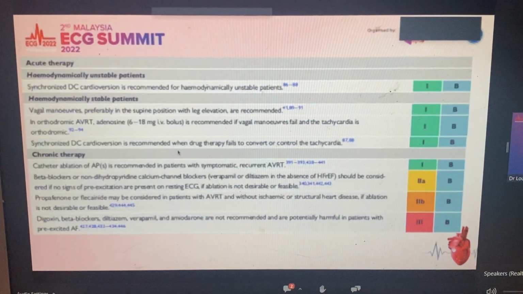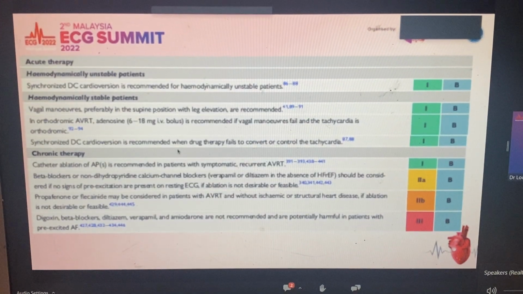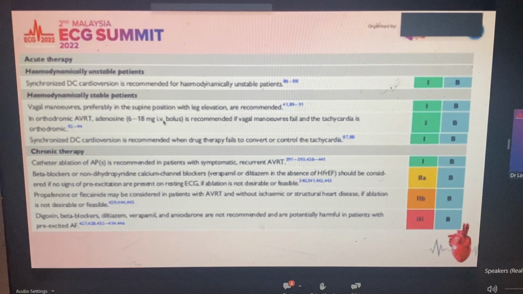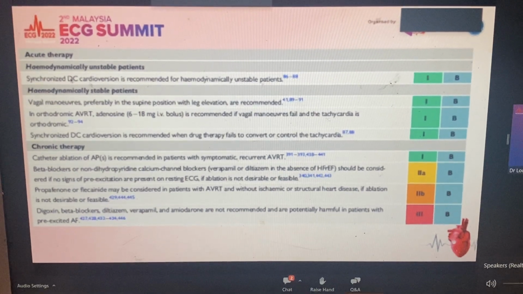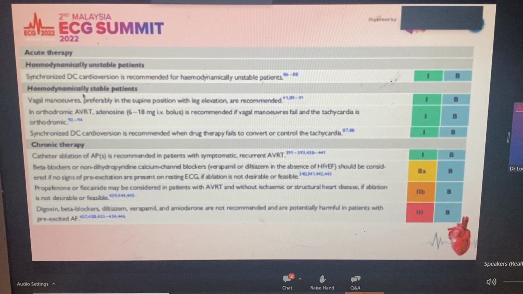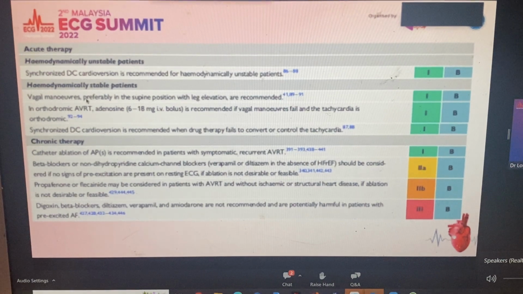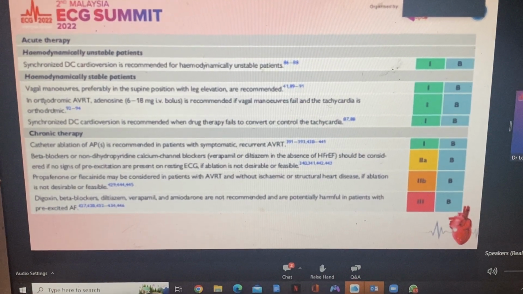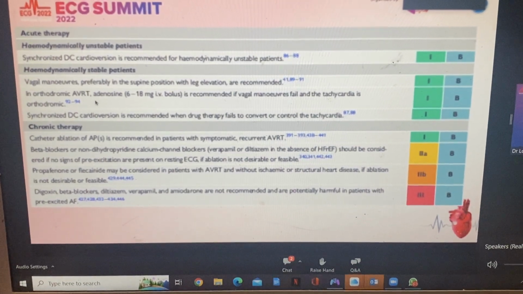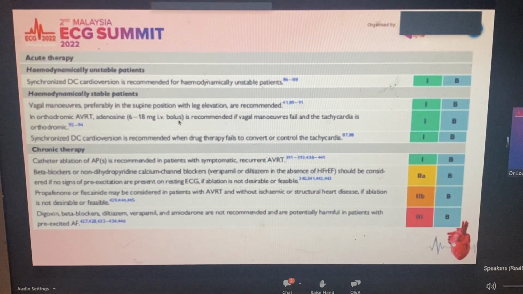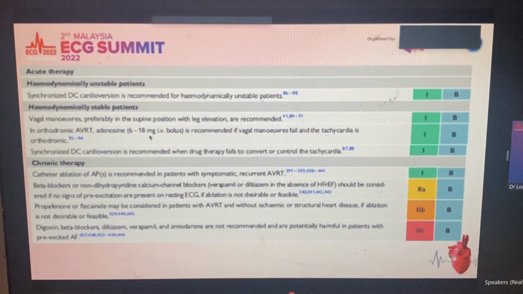So for management as well, it doesn't deviate much from what the previous speaker has mentioned. In unstable patients, we do synchronous cardioversion. In stable patients, vagal maneuver can be attempted. In orthodromic AVRT only, adenosine can actually be attempted as well.